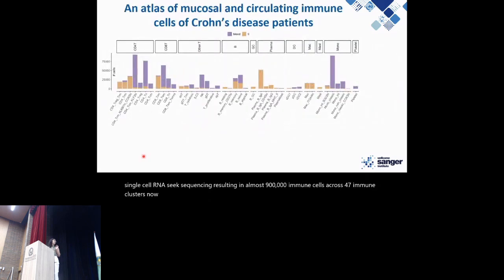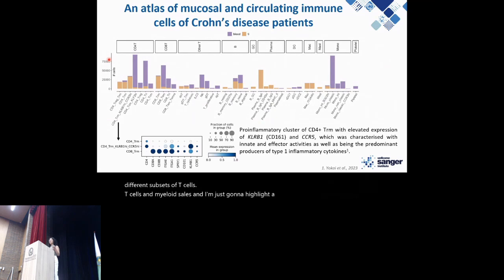Now, the 47 immune clusters are on the x-axis, and the y-axis is showing you the number of cells colored by the tissue of origin. And as you can see, our atlas spans different subsets of T cells, B cells, and myeloid cells. I'm just going to highlight a particular example in the case of T cells, where we were able to identify a pro-inflammatory cluster of CD4 TRM cells that is characterized by elevated expression of CD161 and CCR5. This cluster was previously characterized and has innate and effector activities, as well as being the predominant producers of type 1 inflammatory cytokine.